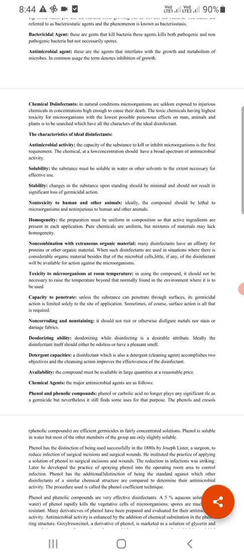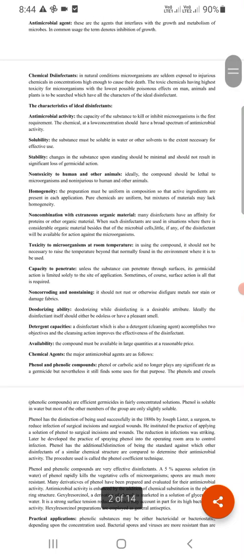Stability. The chemical disinfectant should not change upon standing, or when it is kept, it should not change its structure or chemical composition, and it should not have adverse changes such that the activity or germicidal action is lowered with keeping. It should stand for a longer duration of time.